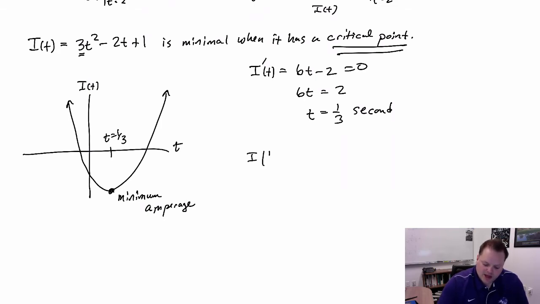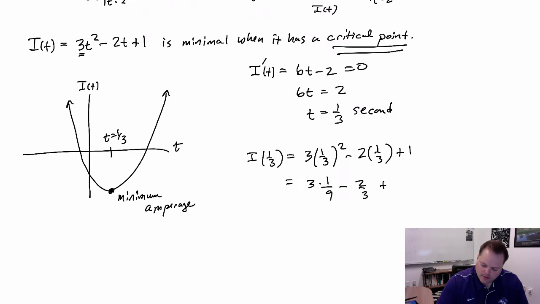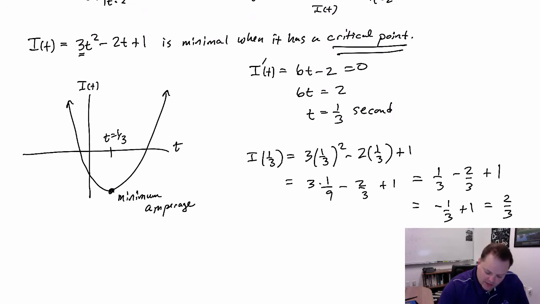So the amperage at 1/3, if I plug it back into my current function, at 1/3, we have 1/3 minus 2/3 plus 1. So this is negative 1/3 plus 1, or 2/3. So 2/3 of an amp. So I don't have a very well drawn graph. Didn't know what it looked like just off the top of my head here.